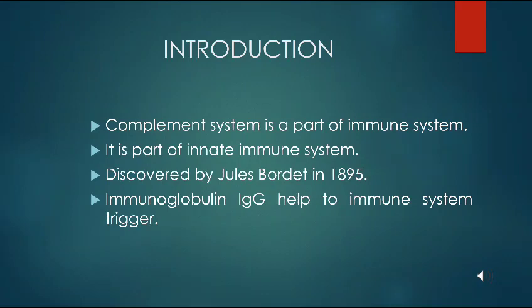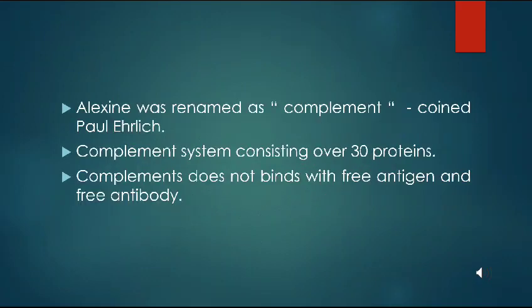The complement system was first discovered by Jules Bordet in 1895. He established that immune bacteriolysis and hemolysis require two factors: one is heat-stable antibodies and the other is heat-labile components, called alexin. The immunoglobulin IgG helps the immune system to trigger the complement system. The term alexin was renamed complement, which was coined by Paul Ehrlich.